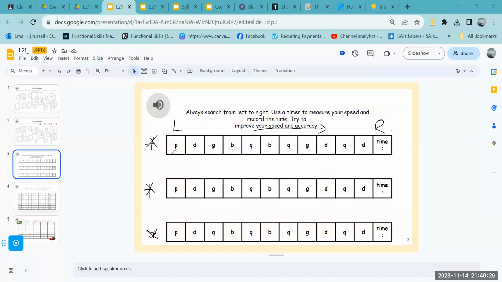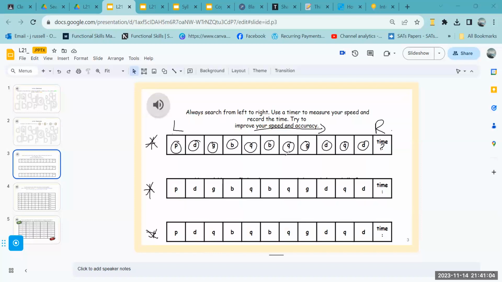Because quite often, most of us will be able to recognize all these letters, but it's the processing, the amount of time it takes for us to make sense of something, that can really slow those of us with dyslexia down. So this is how we do it. We start here on the left. P, D, G, B, Q, B, Q, G, D, Q, and D. And remember, you're timing yourself and you're going to write that here.